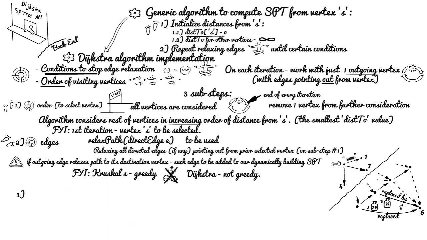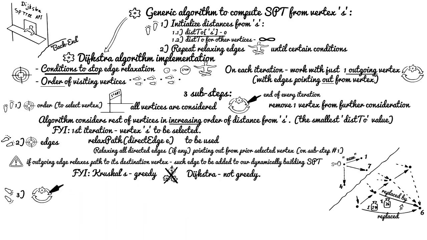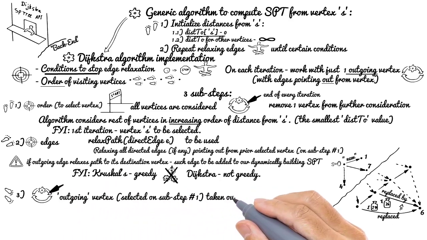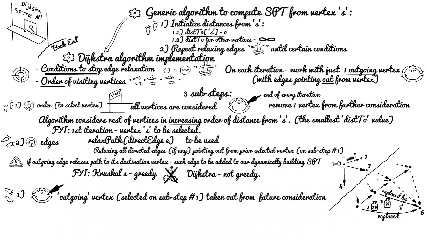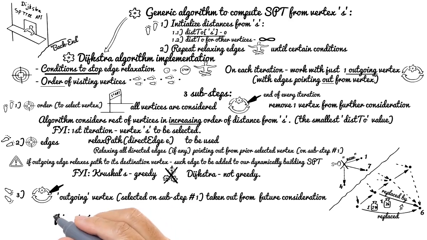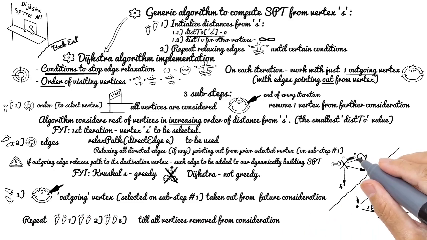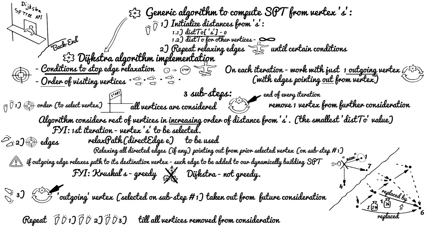Third and last substep. At the end of the iteration, the outgoing vertex selected on the first substep is taken out from future iterations' consideration. In our example, we remove vertex 0, or vertex S. And the algorithm goes to the next iteration, selecting the vertex among those left with the smallest distance from S. For example, vertex 1 with the shortest distance 5, among others.